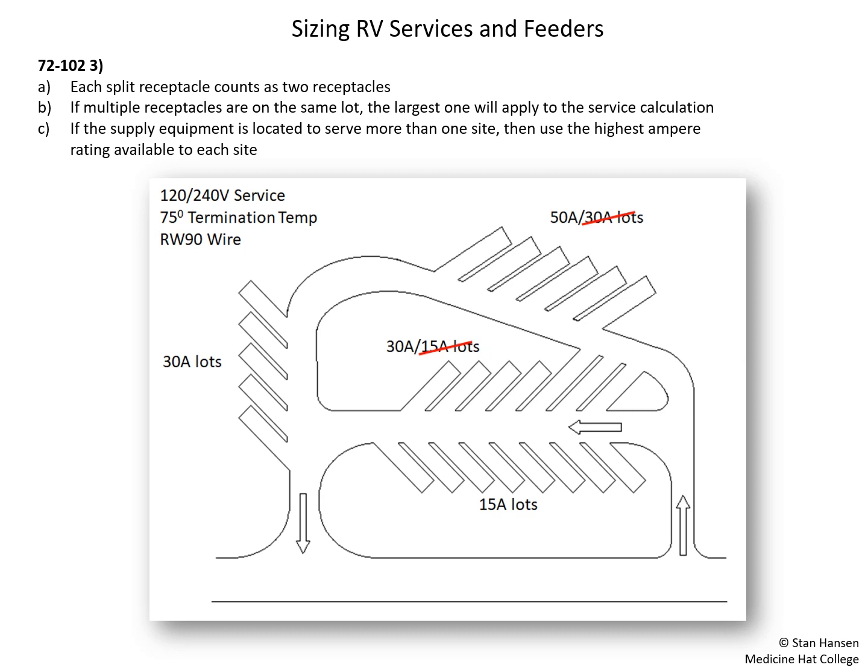Subrule C says if the supply equipment is located to serve more than one site, then use the highest ampacity rating available to each site. This means that if I do have a power pole that is located so that there are multiple receptacles on it, such as a 15 and a 30 amp receptacle, I would apply the 30 amp receptacle to one site and I would apply the 15 amp receptacle to the other site.